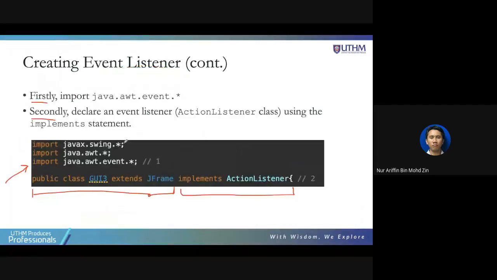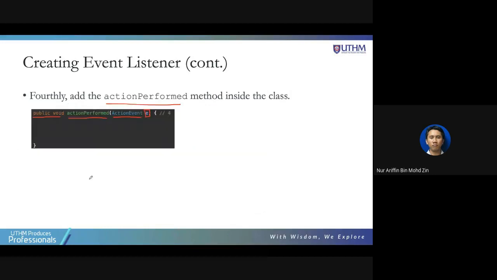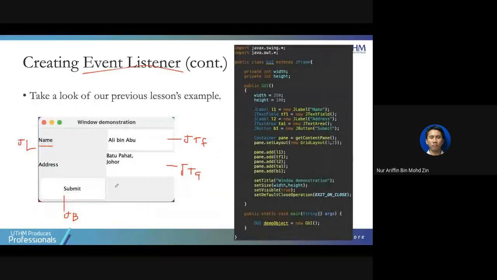So tf1 will extract whatever name has been written by the user in text field 1, and then we create another string to store whatever is written in text area 1. Text area 1 is for the address, right? ta1. Okay, ta1 is this one.